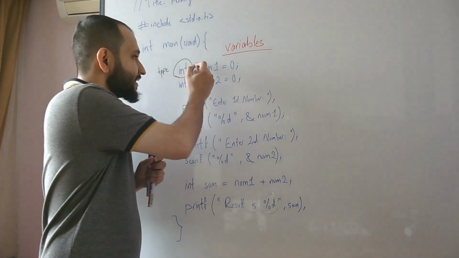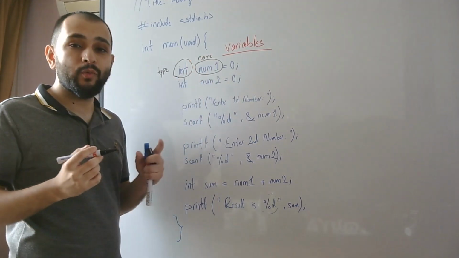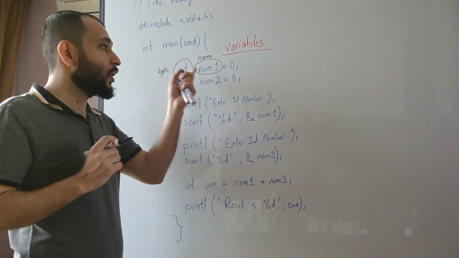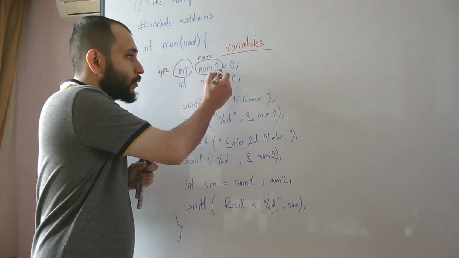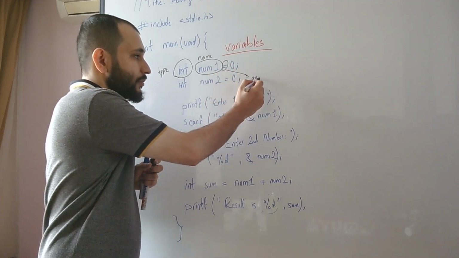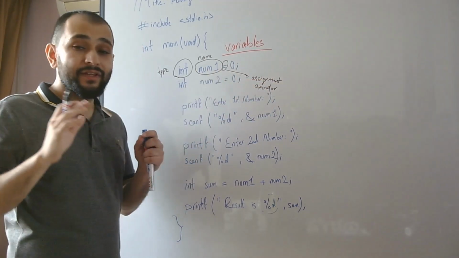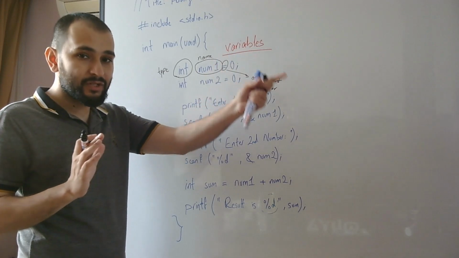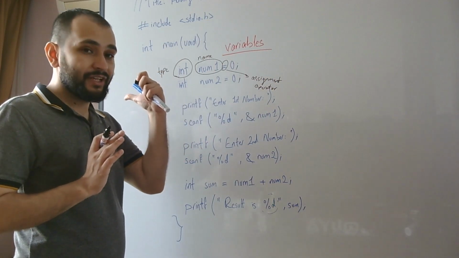Then this variable has a name, and using this name we are going to refer to this variable throughout this program. So num1 is going to be the name for this variable, and then there is this equal sign. You can see this equal sign is called the assignment operator. The job of the assignment operator is that whatever value you provide on the right of the assignment operator, it will assign that value to the left operand of the assignment operator.